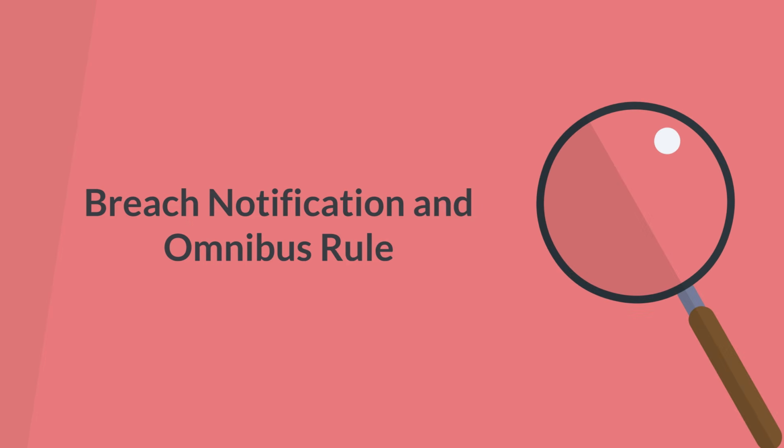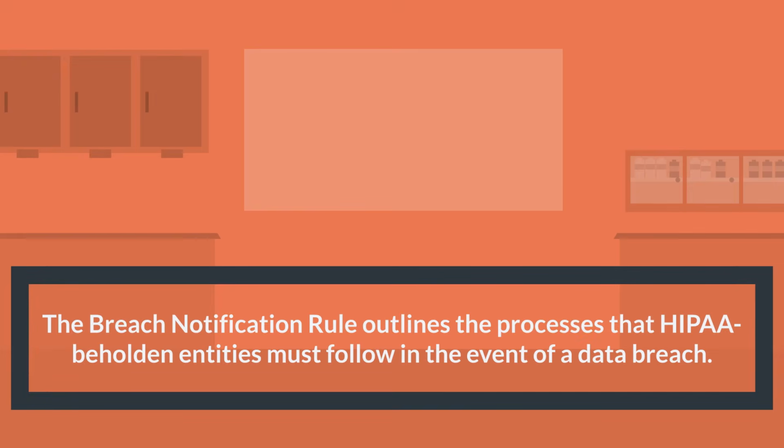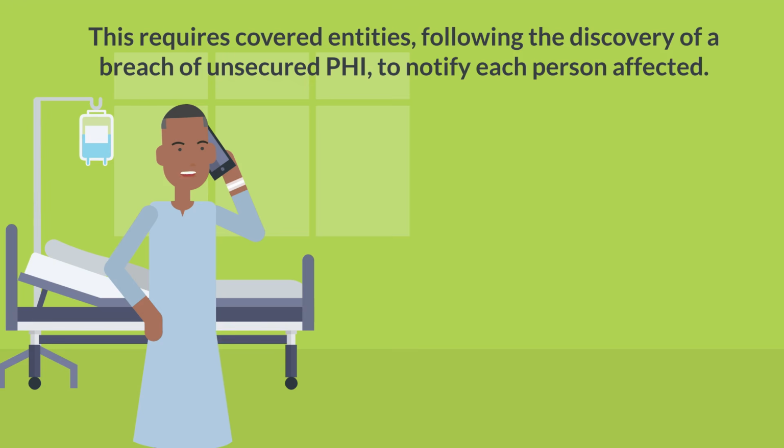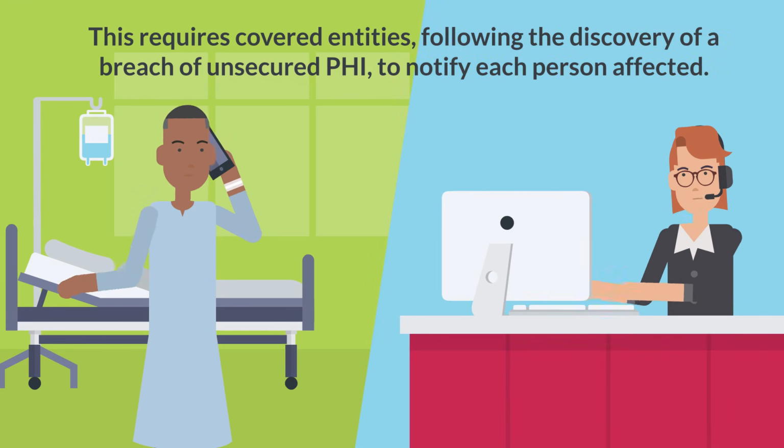Now let's discuss the breach notification and omnibus rule. The breach notification rule outlines the processes that HIPAA-beholden entities must follow in the event of a data breach. This requires covered entities, following the discovery of a breach of unsecured PHI, to notify each person affected.